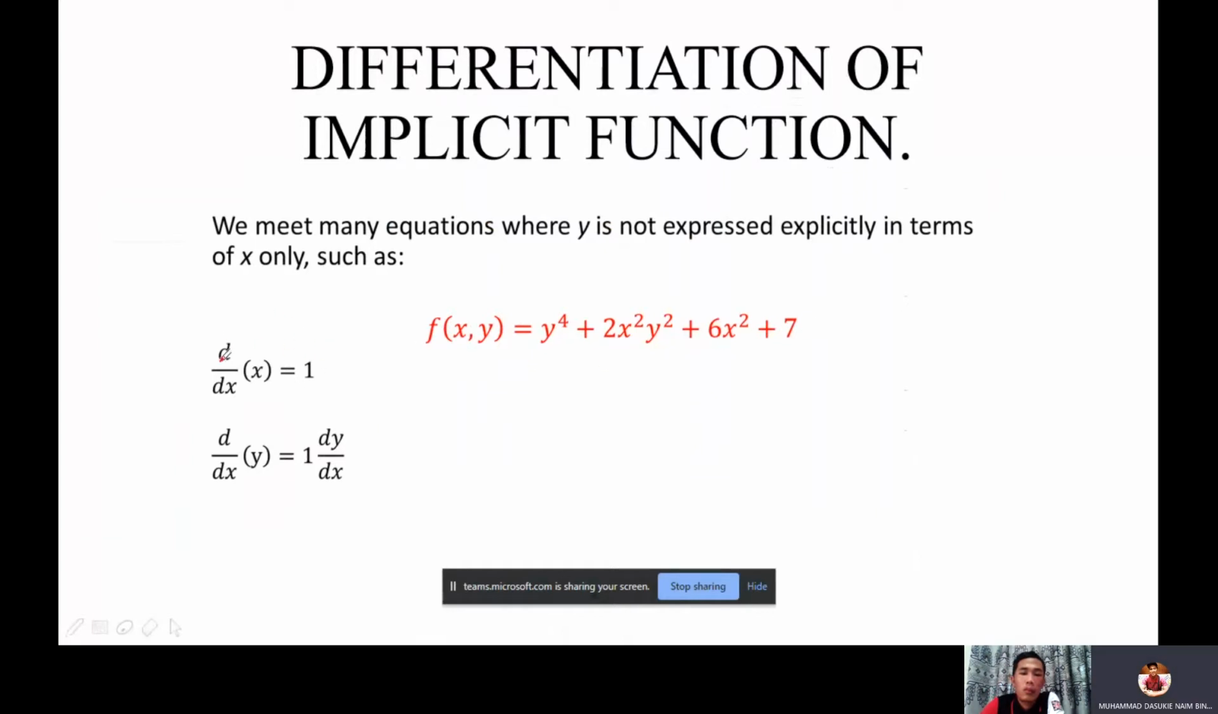For the implicit function, you must remember, if you differentiate x, d per dx of x equals 1. And if you differentiate y, you must remember to put dy per dx after you differentiate. For the example, it is 1 times dy per dx because you are differentiating y.